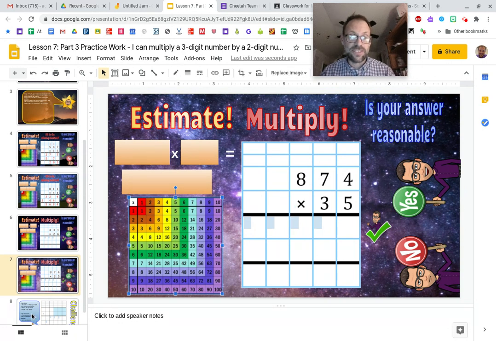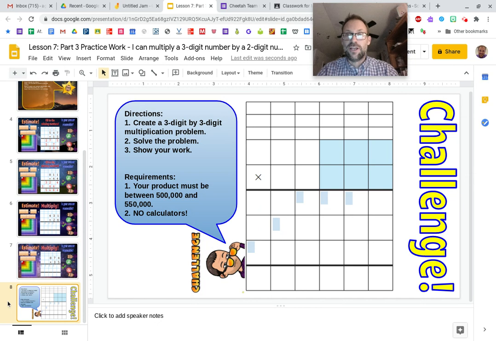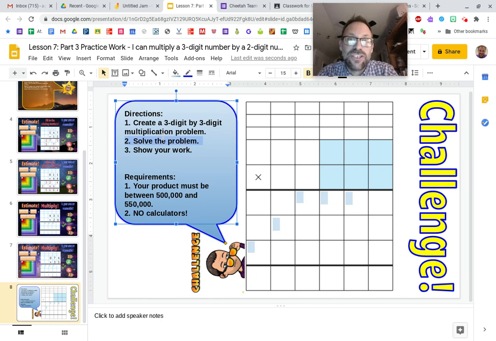And the challenge work today is different. Check this out. So the challenge work today is a single problem, just one. And the directions say, create a 3x3-digit multiplication problem. So using the pattern that Rob shows in the video, this is possible. Create a 3x3-digit multiplication problem, solve the problem, and show your work. Simple enough, right? I don't know. That's pretty challenging. But it goes even further than that.